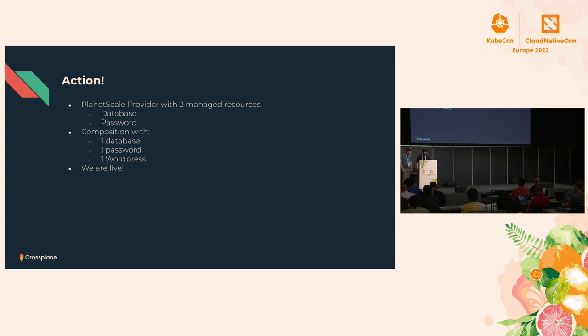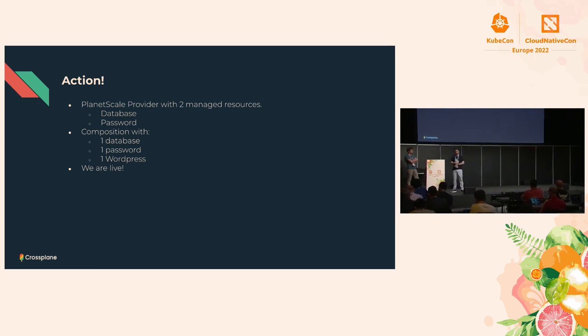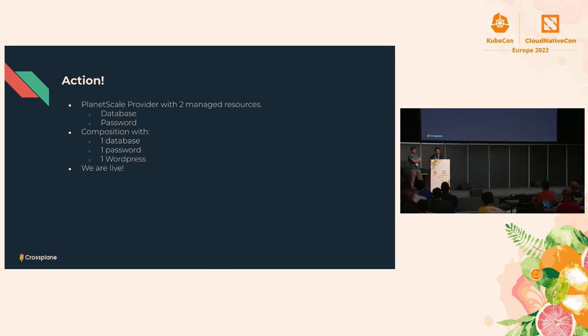So maybe I should quickly talk about why we chose Planet Scale in our implementation. Planet Scale is a managed service with cool features, and it works on top of the open source Vitess project. The first point is it does not have a Crossplane provider yet, so we will implement it here together from scratch. Another thing is it allows you to have one database for a free account, so you can just try that out by creating an account and getting an access token. So this is why we chose Planet Scale.